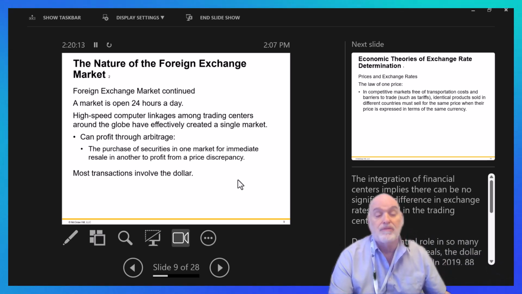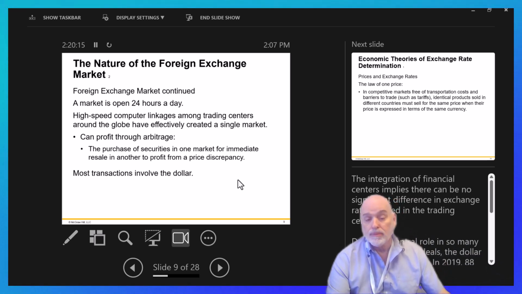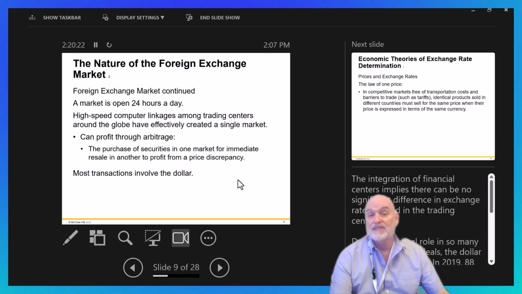People can also profit through arbitrage. Arbitrage is the purchase of securities in one market for immediate resale in another to profit from a price discrepancy. Most transactions in the Forex market involve the dollar.